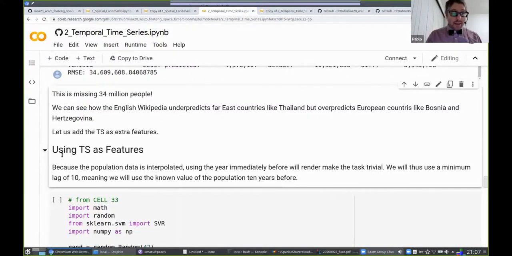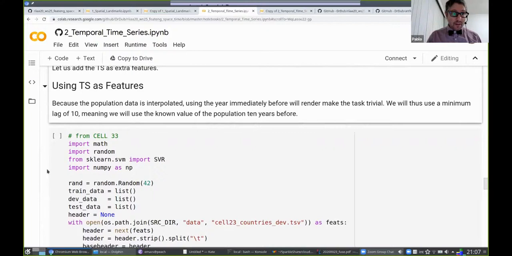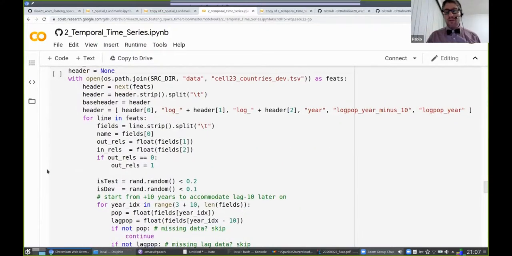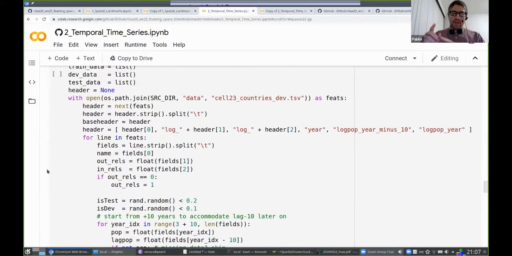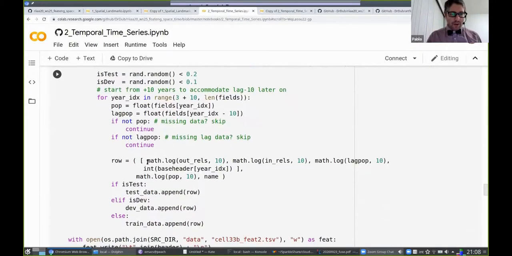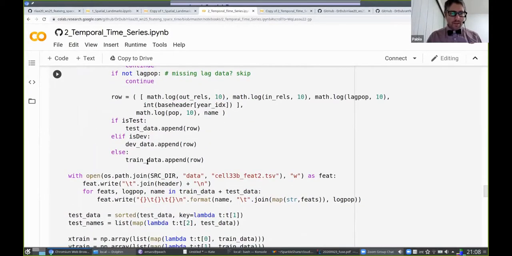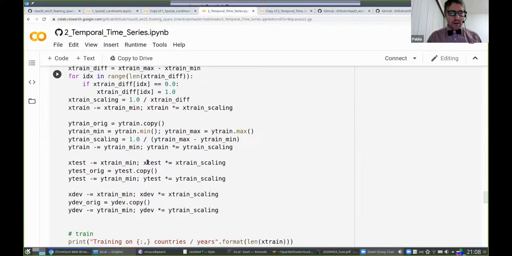Now, if we add time series here as a feature, what we do is we make one training instance for one particular year, say 1975, and then we take the population 10 years earlier. So the features are the number of inlinks, the number of outlinks, and the population in 1965, and so forth, so on. Yeah. So we take this sliding window.